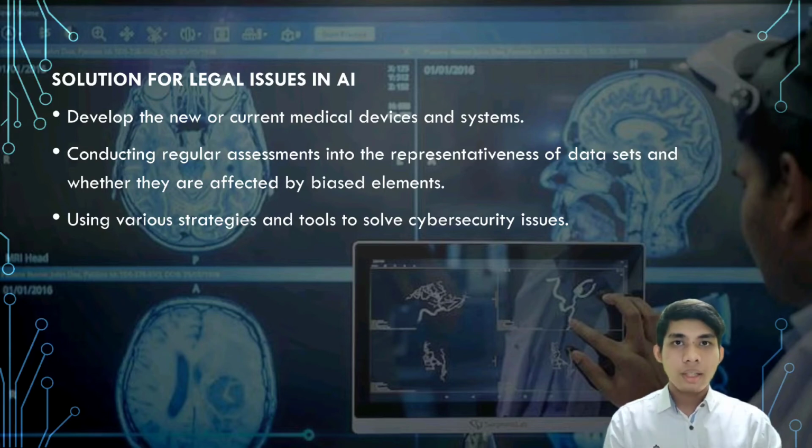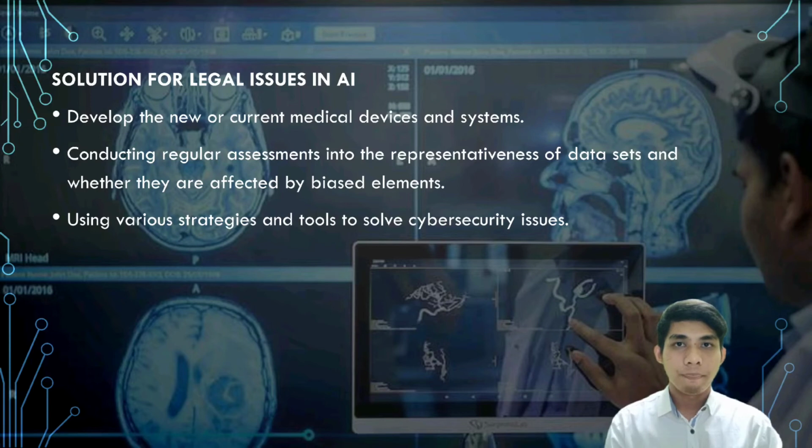Second, conducting regular assessment into the representativeness of the data set and whether they are affected by bias element. To solve this issue, a complete set of data and information must be put in AI to avoid unfairness, bias, and discrimination to the unlucky person.